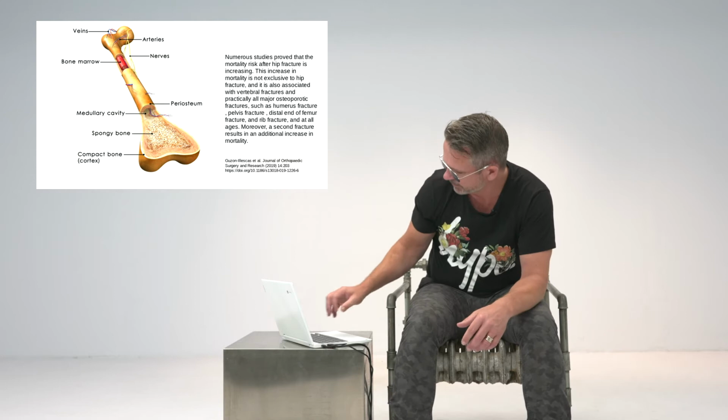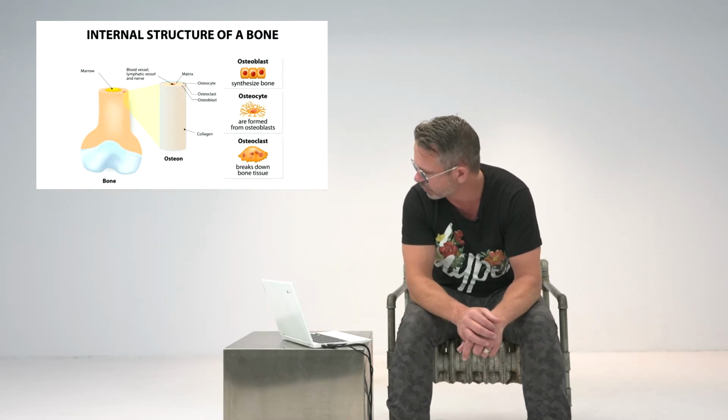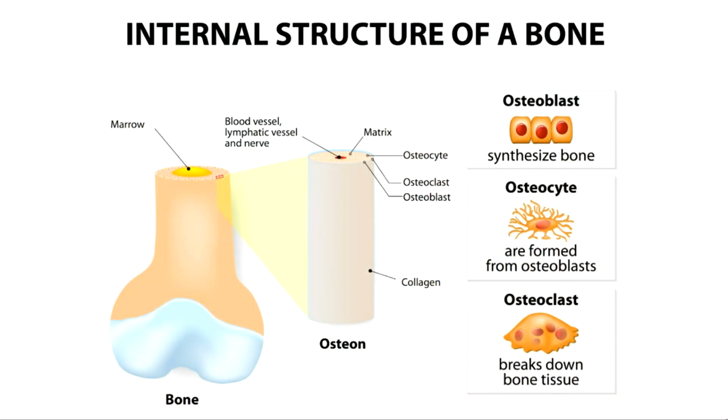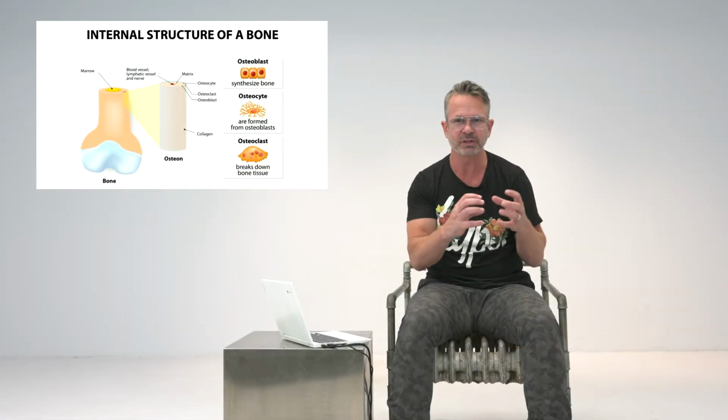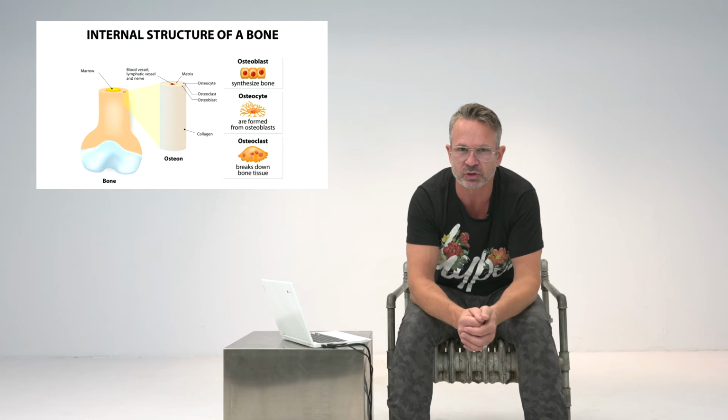And one thing, I'll pull up the next slide, just to give you a little bit more of an internal structure of the bone. You have these osteoblasts, osteocytes, osteoclasts, and that's the stuff inside the bone structure. And when you look at a bone traditionally, you'll see it almost like it's very spongy, and that's that internal spongy portion of the bone.